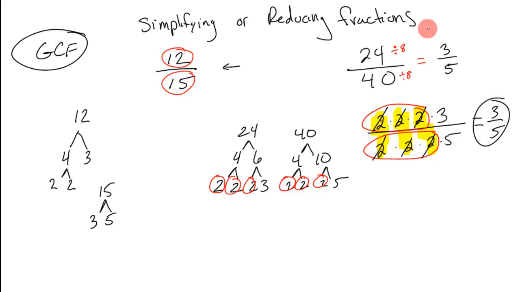So a lot of people do this method up here. They just show what they're dividing by, but you want to make sure that you're dividing the greatest common factor, not just one number. Find the greatest common factor and divide that out.